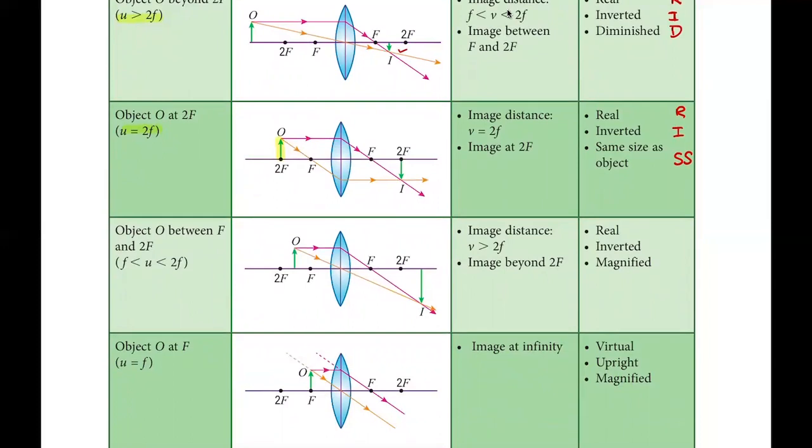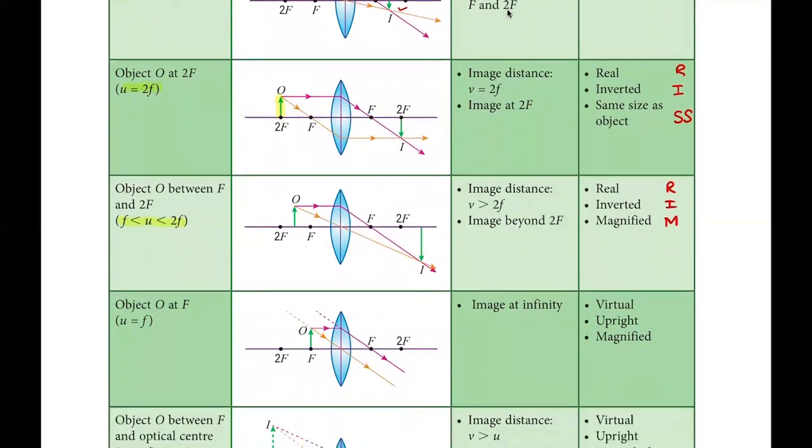Okay, placed in between F and 2F. And we can see that the image is formed at the position of more than 2F, and the size of the image is magnified. So real, inverted, and magnified. RIM.